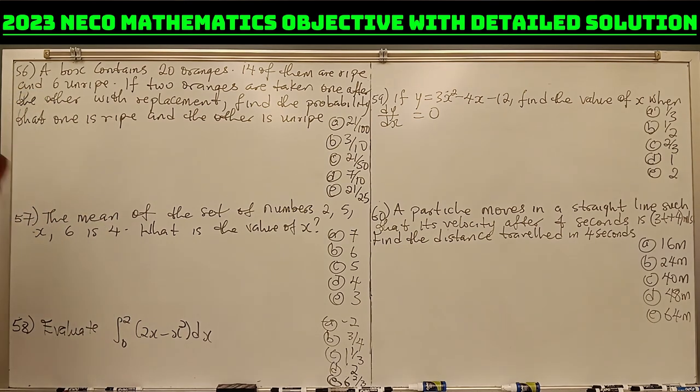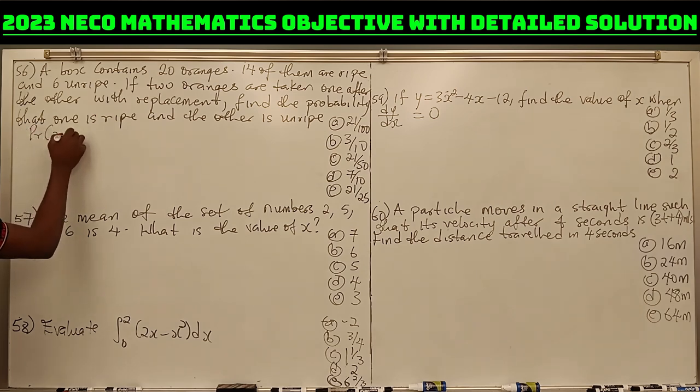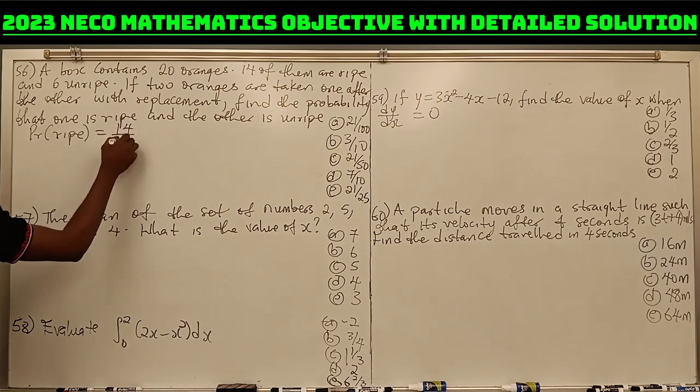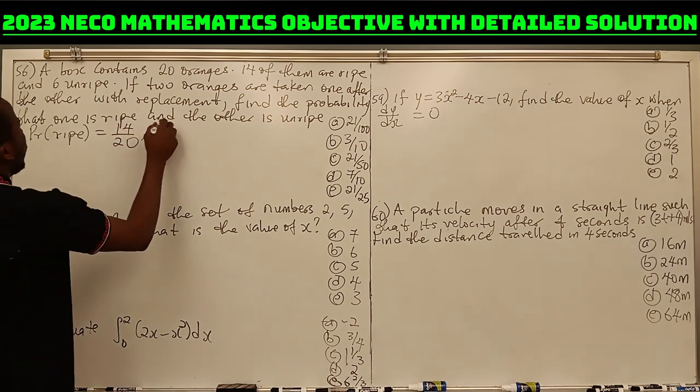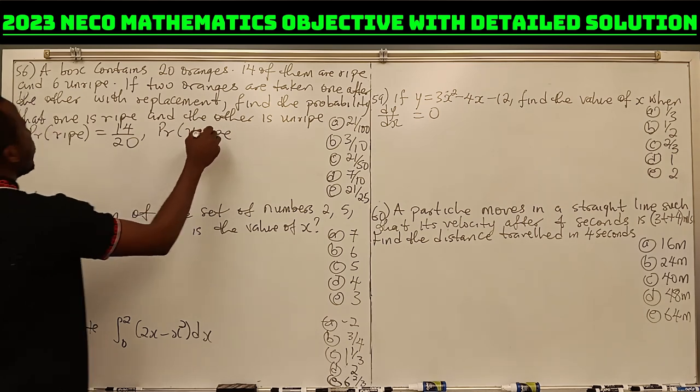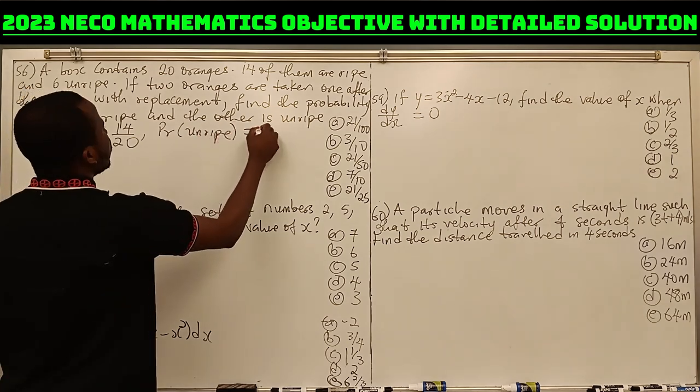So the probability, the total oranges are 20, unripe, probability of ripe will be 14 over 20, probability of unripe will be 6 over 20.